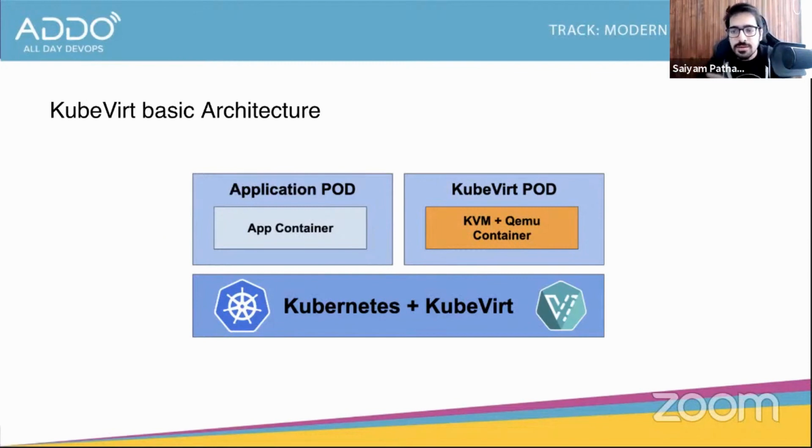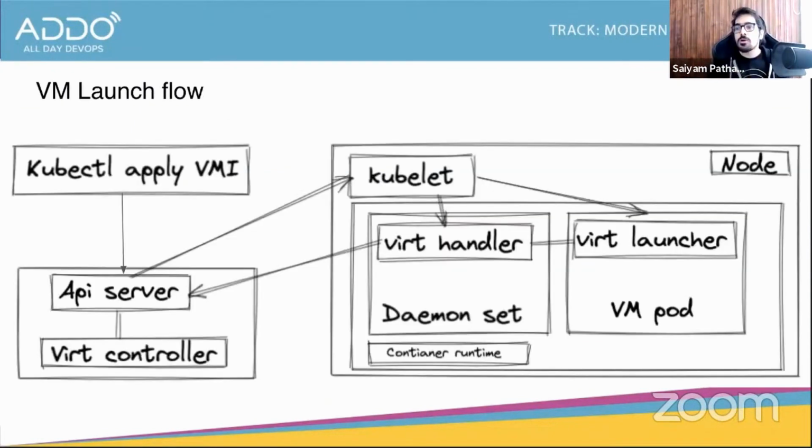So KubeVirt is trying to use the same networking strategy with respect to the containerized workloads, in a standard way, not in a custom way that can only work with KubeVirt, nothing like that. Now let's talk about the VM launch flow. I think it is very important how the VM launch flow works. That will give you an understanding of how KubeVirt works.